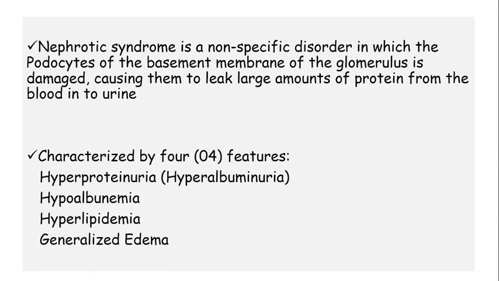And at the same time, there can be edema. Why? Because the plasma proteins help to retain blood inside blood vessels. So when there is increased loss of proteins from blood, the blood cannot be retained inside the blood vessels because the plasma oncotic pressure is not maintained. This makes the fluid portion of the blood leak from the blood vessels to tissue spaces, causing edema. So these are the features of nephrotic syndrome.